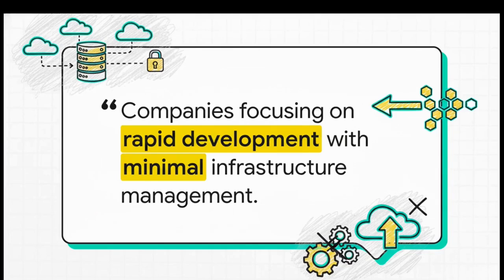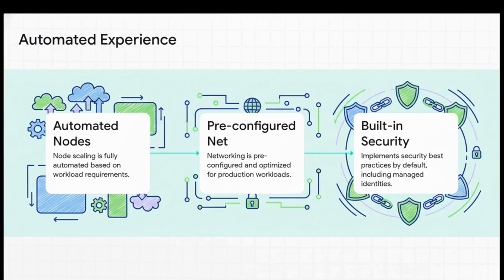The target audience here, well, it's pretty much the polar opposite. This is for teams that want the infrastructure to just get out of the way. They want to focus almost all their energy on their code and just let Azure handle everything else underneath. I mean, the name really says it all here, right? Automated. Your node management and scaling just happens based on what your workload needs. The networking comes pre-configured with production-ready best practices, and security is built right in from the start. All that stuff you had to manually configure, it's just done for you.